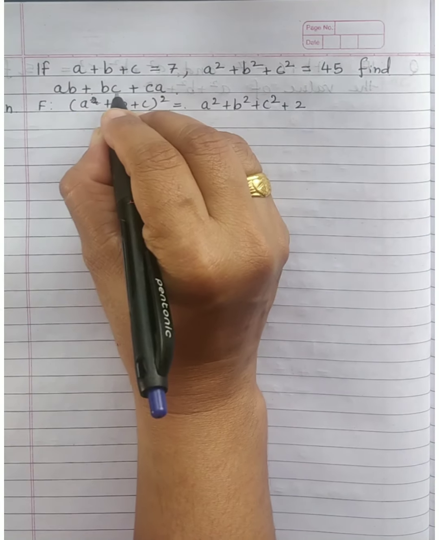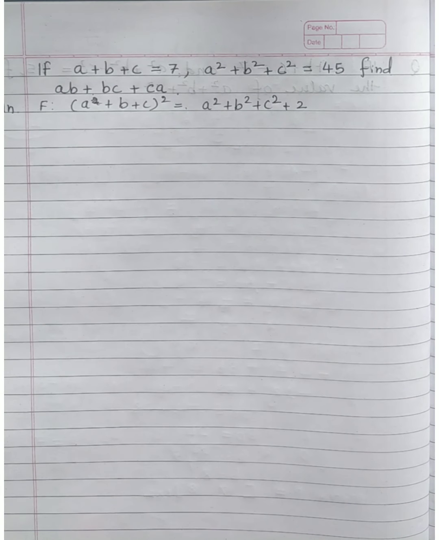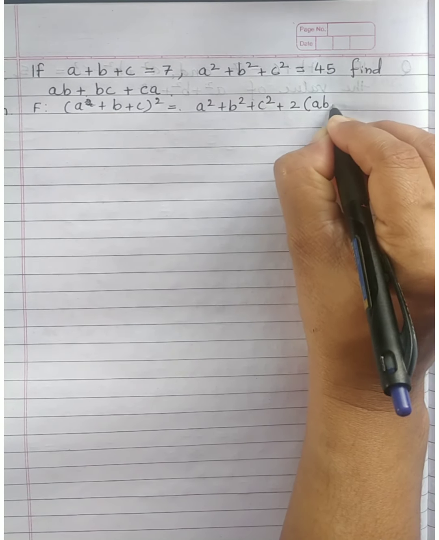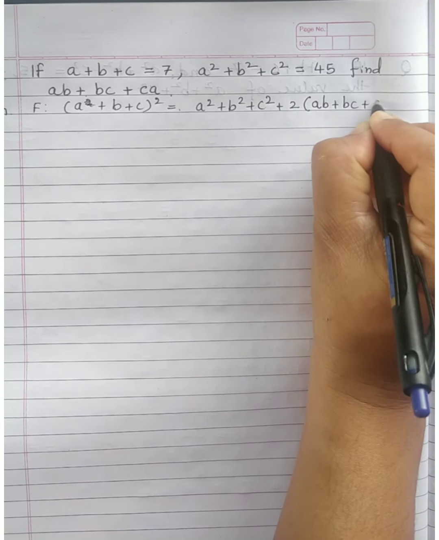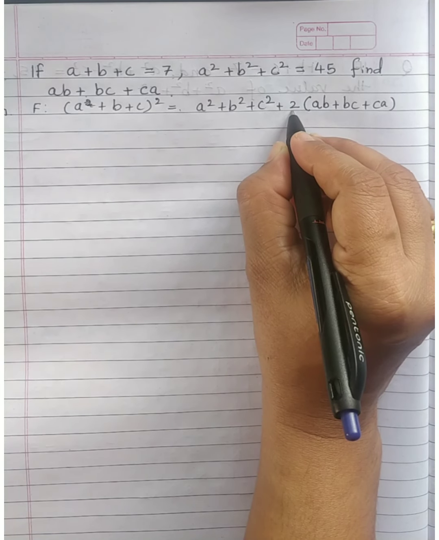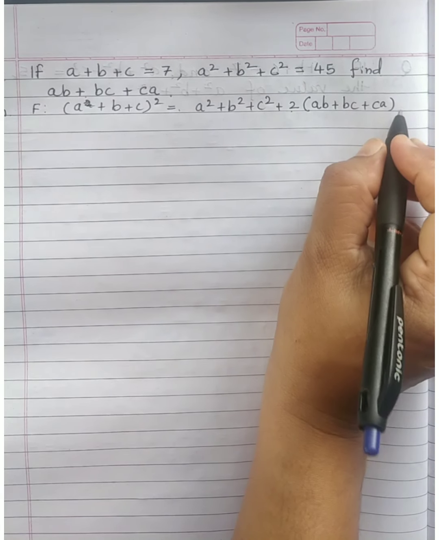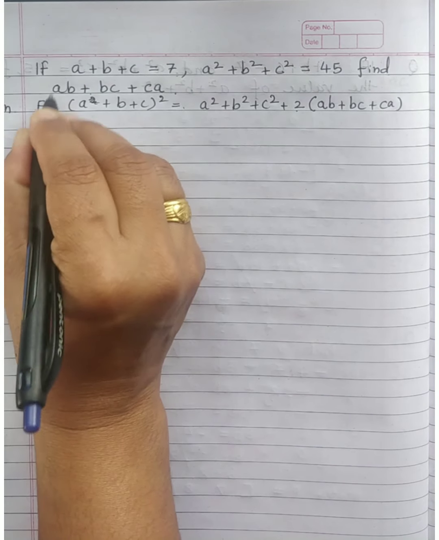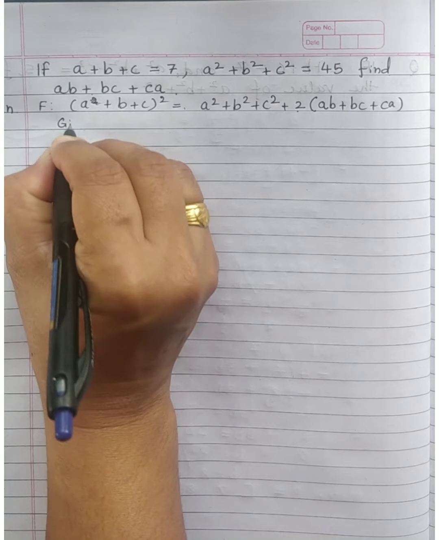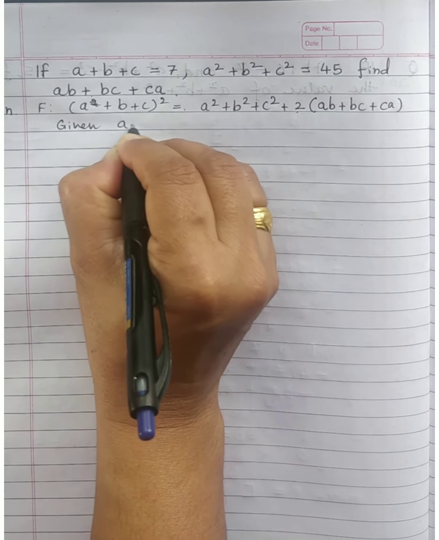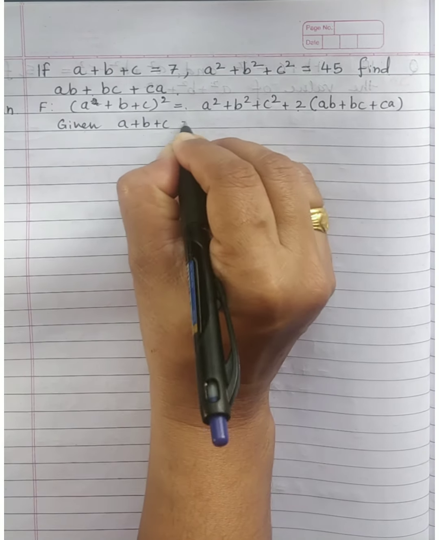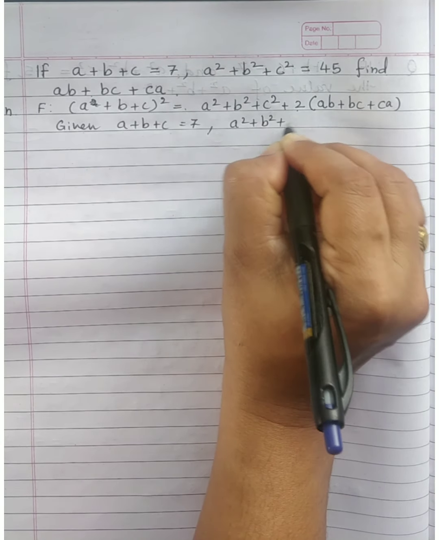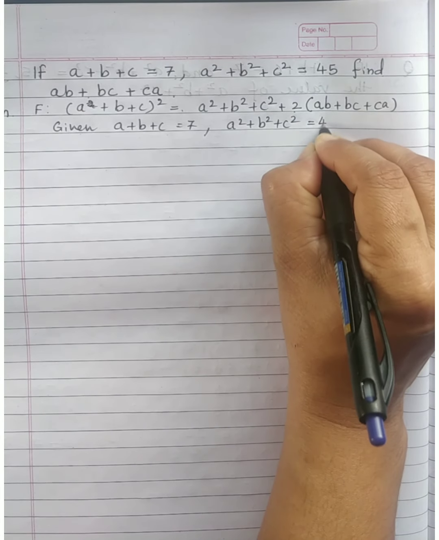Now AB plus BC plus CA is asked. It is not necessary, but as we understand it, you can also write the formula as 2 times AB plus BC plus CA. What I have done is just taken 2 common here. Why? Because I need to find this value. Even if you have not done it, at the end it is going to be common here. Now what is given to us? A plus B plus C is 7. Also A square plus B square plus C square is 45.